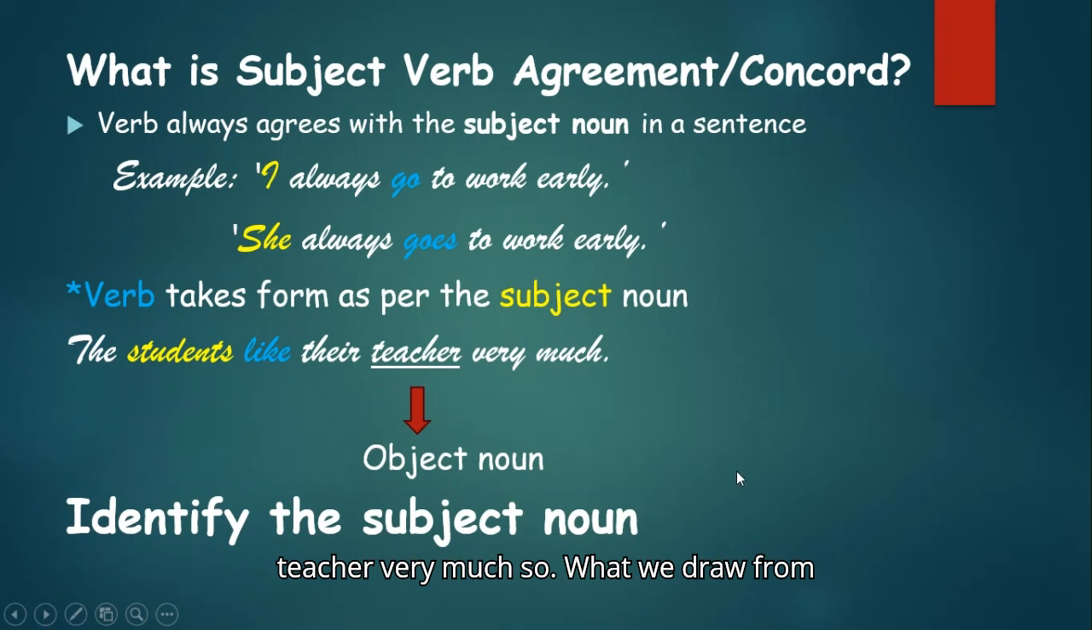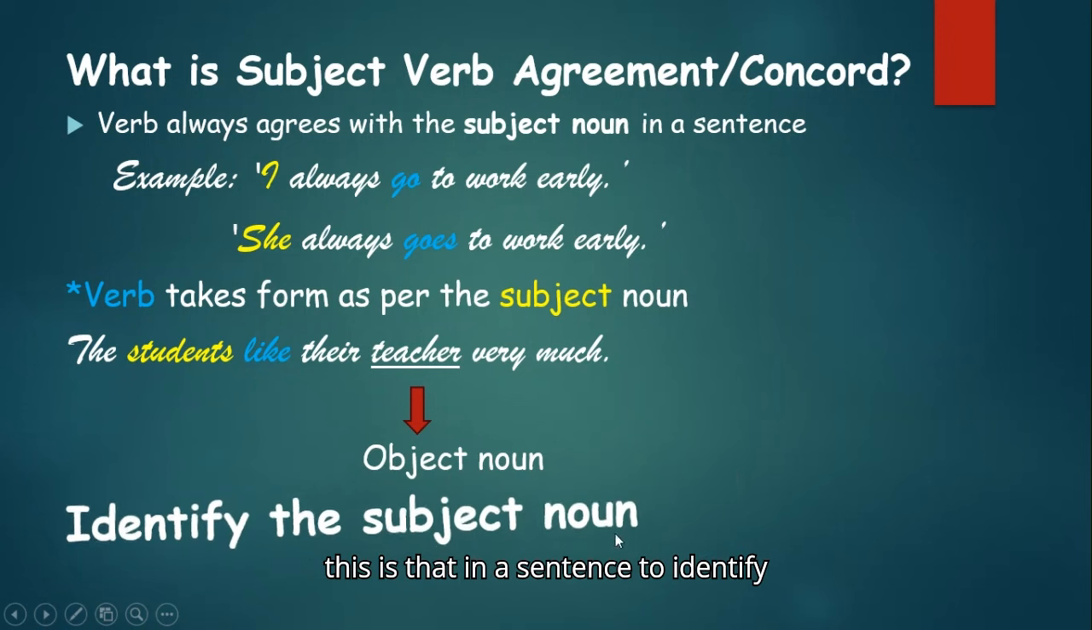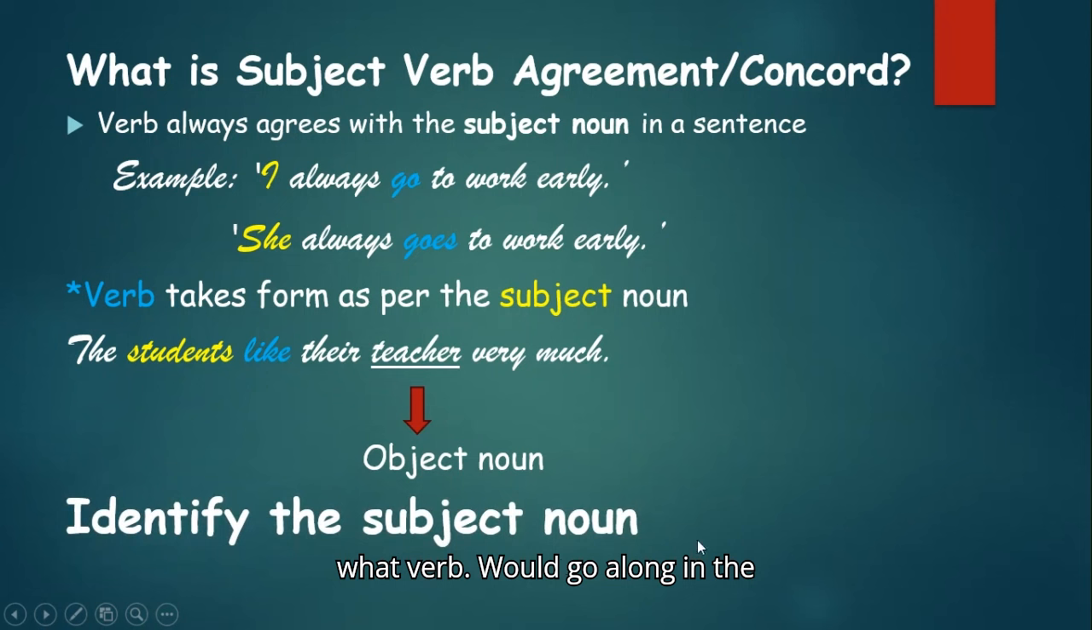So what we draw from this is that in a sentence, to identify what verb would go along in the sentence, you need to identify the subject noun. If you identify the subject noun and its form, its number, it would be easier for you to fill up the sentence with the appropriate verb.